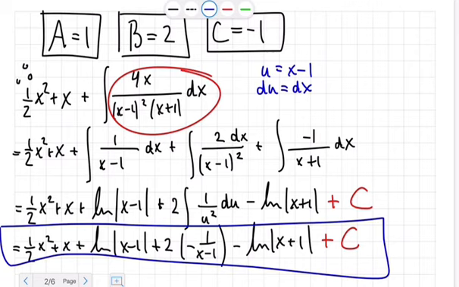So that is case 2 partial fractions. We were able to use just the first method to find a, b, and c, but we also had to do long division at the beginning.